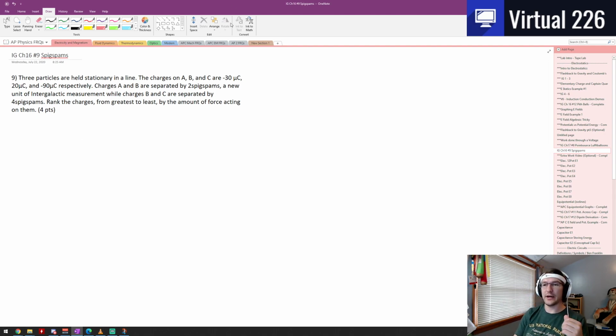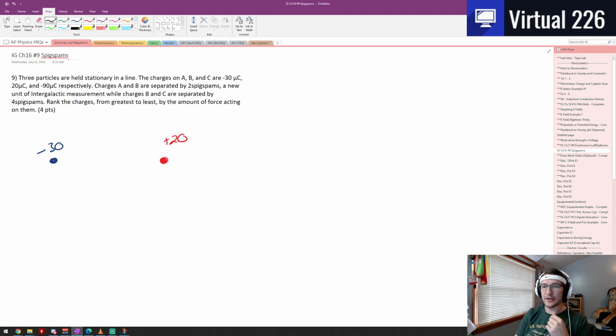We have 3 particles held in a stationary line. The charges are A, B, and C, and they are negative 30 microcoulombs. So I'll do my negatives in blue. So that's negative 30. B charge is 20, so positives I like to make red. It's microcoulomb. And then over here is negative 90 microcoulombs. So it's going to be blue in a second.